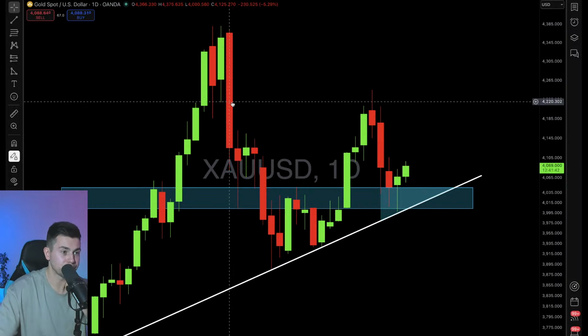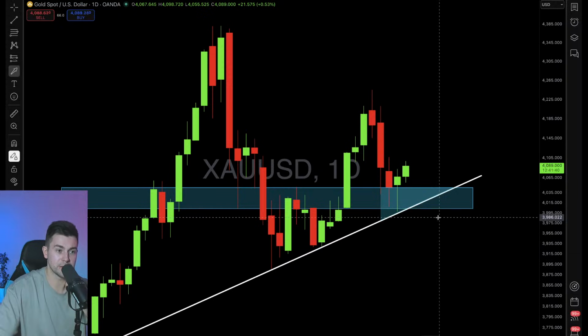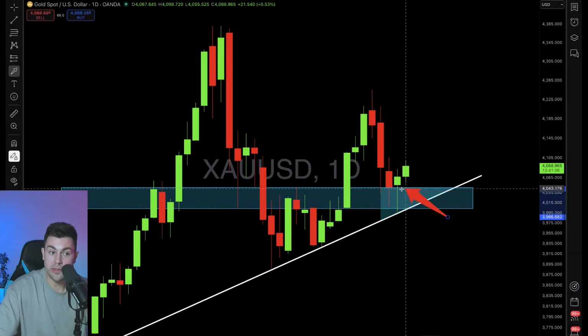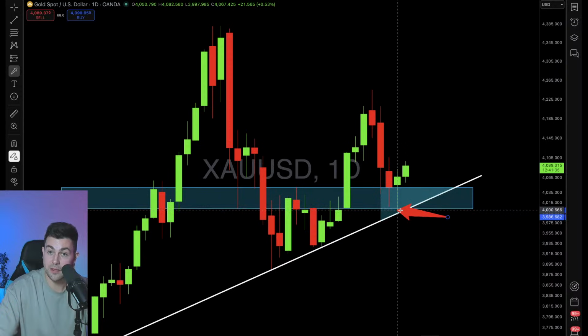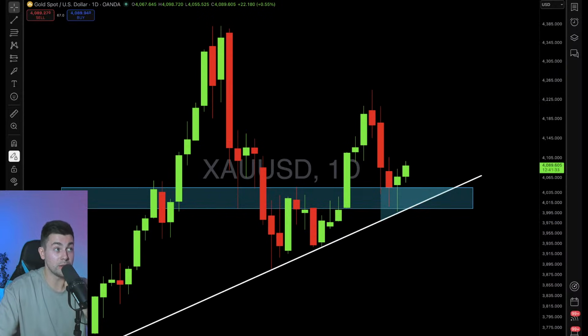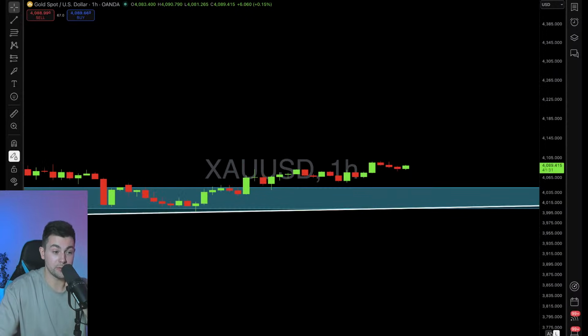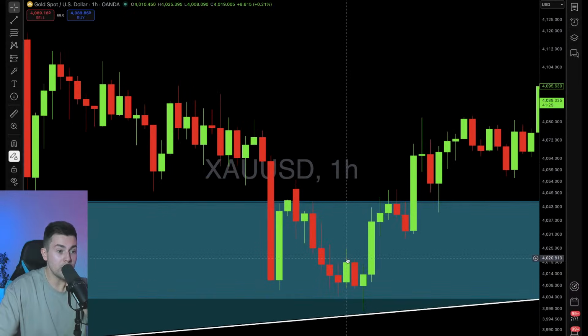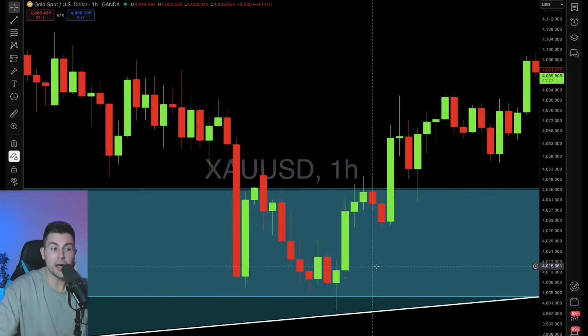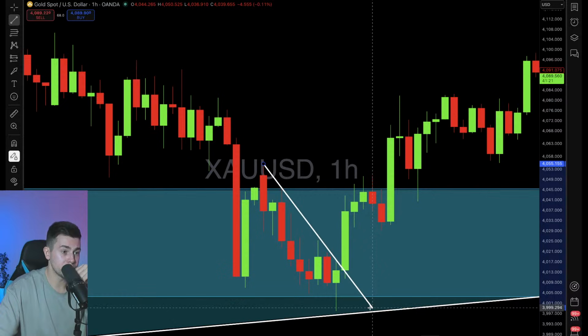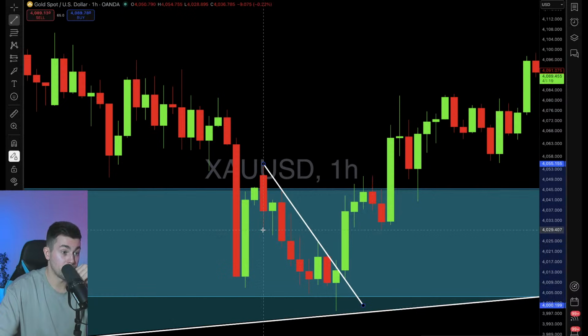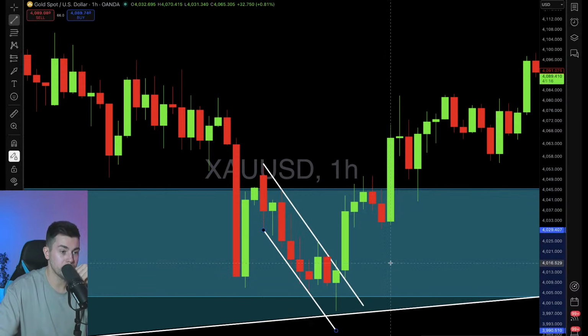Let's quickly examine the signals. Let's check how the price tested this demand zone on an hourly time frame and analyze the intraday price action. You can see that on an hourly time frame we got a bunch of strong bullish patterns. The first one was this falling channel. Have you seen this falling channel?